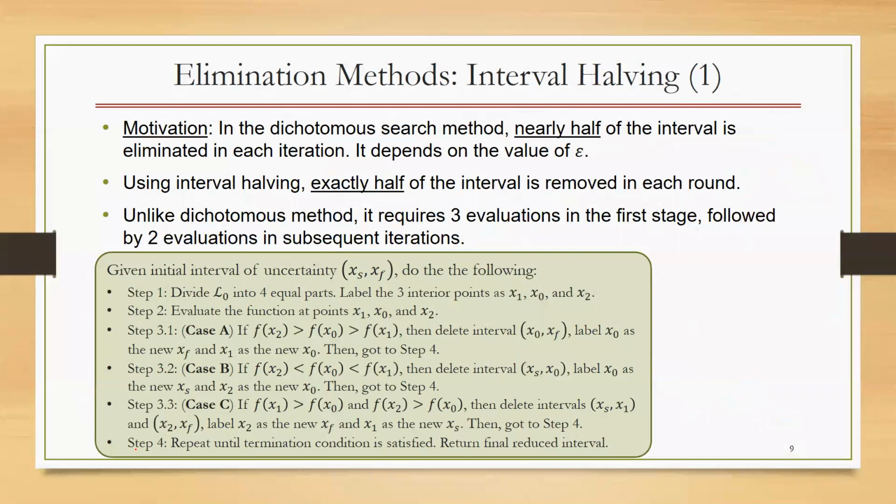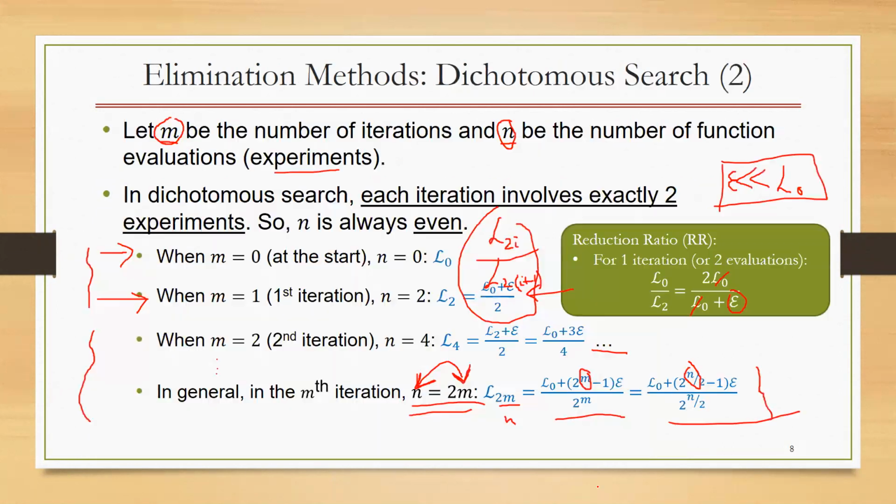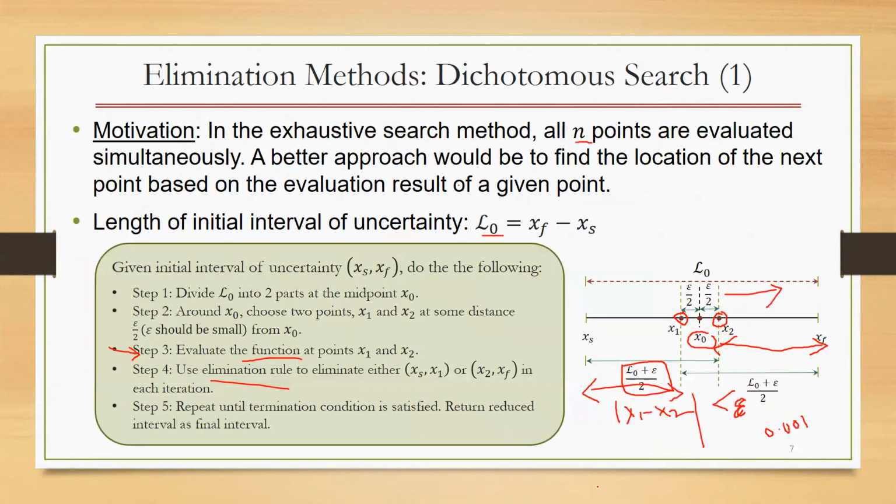Now, interval halving. Unlike the previous dichotomous search, which reduces the interval by almost half because of that naughty epsilon factor, here the idea is to get rid of that, because I don't want to depend on some epsilon. What I do is every time I will exactly divide the interval into half. But to do that, we have to have a different initial setting. So in dichotomous search, what was the initial setting? What was given to you?